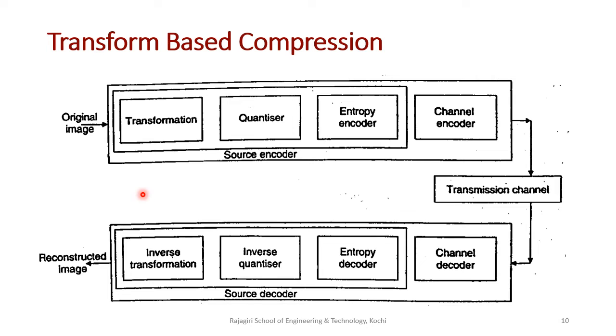This is the block diagram of transform-based compression. The original information first undergoes a transformation. Here the transformation compacts the information present in the image into a smaller number of coefficients. This is then given to a quantizer, which is fed to an entropy encoder. The entropy encoder is used to remove any redundancies present in the image. Later on, this is fed to a channel encoder. In the channel encoder, a controlled amount of redundancy is introduced to protect the information from further channel errors as it propagates through the channel.